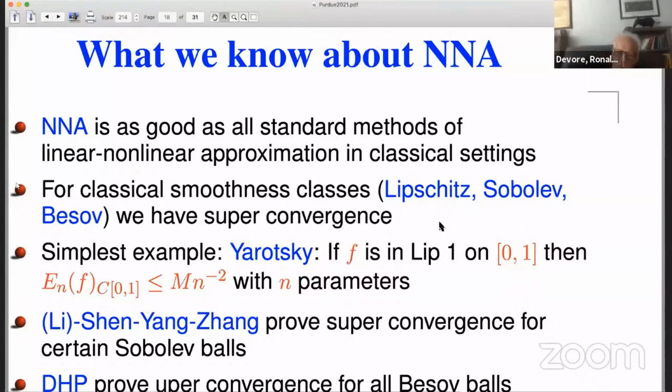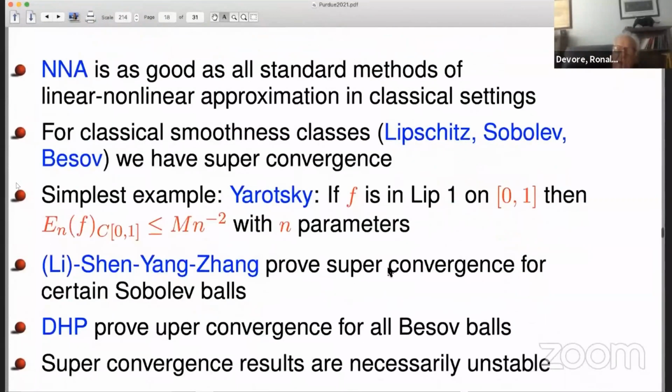Second, you have these super performing results that say they actually do much better. For example, a Lip1 function on [0, 1] can be approximated to accuracy n to the minus 2 with n parameters.